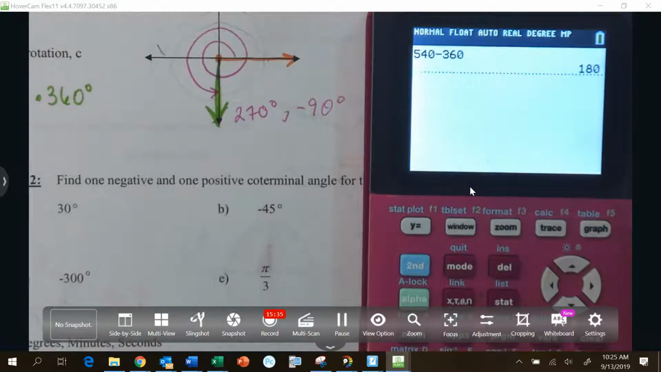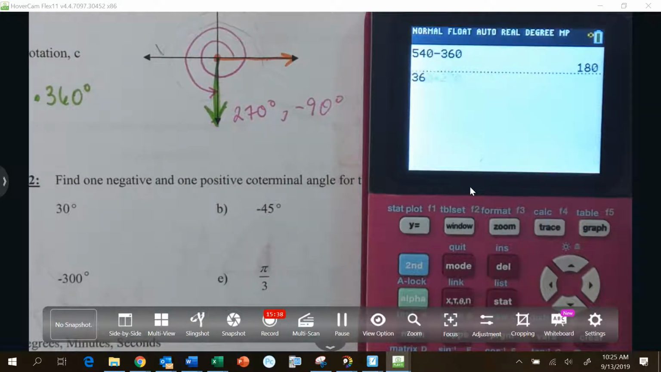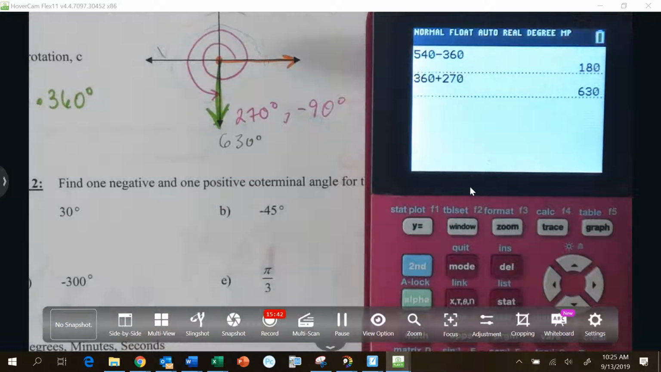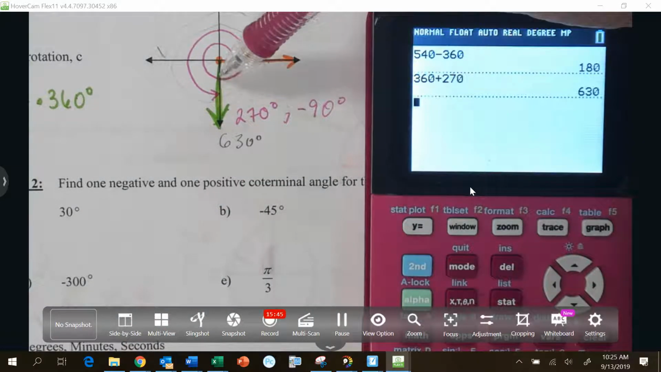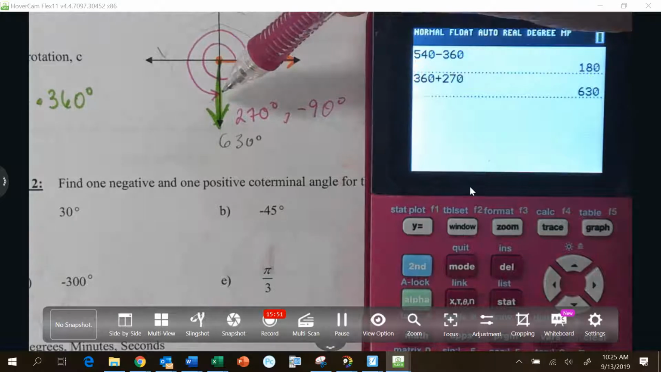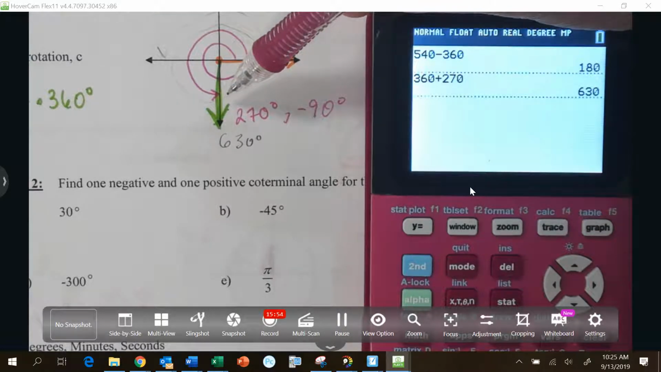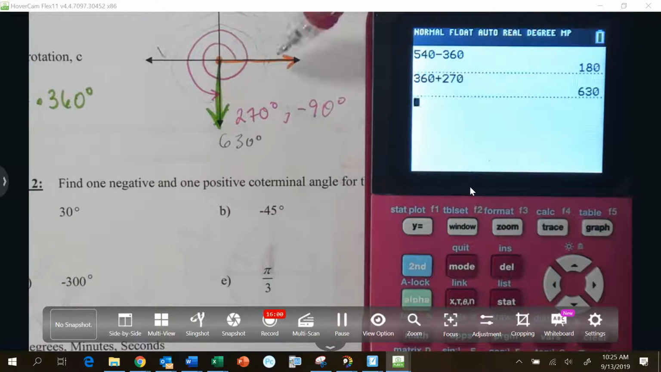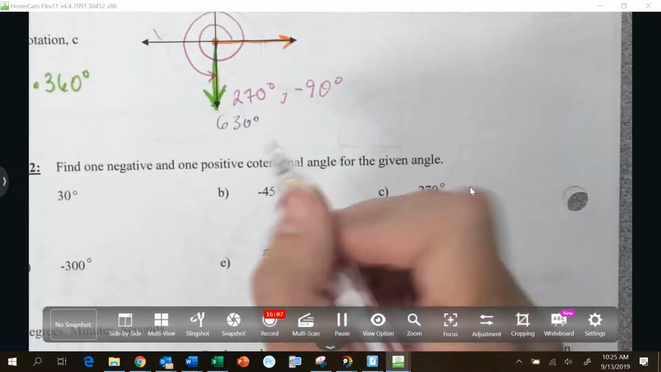It'd be 360 plus 270, 630 degrees. How do I get from this green line around again to hit the green line again? It's a 360 degree difference. So I could either go counterclockwise and add 360, or I could go clockwise and subtract 360. These are all called coterminal angles.